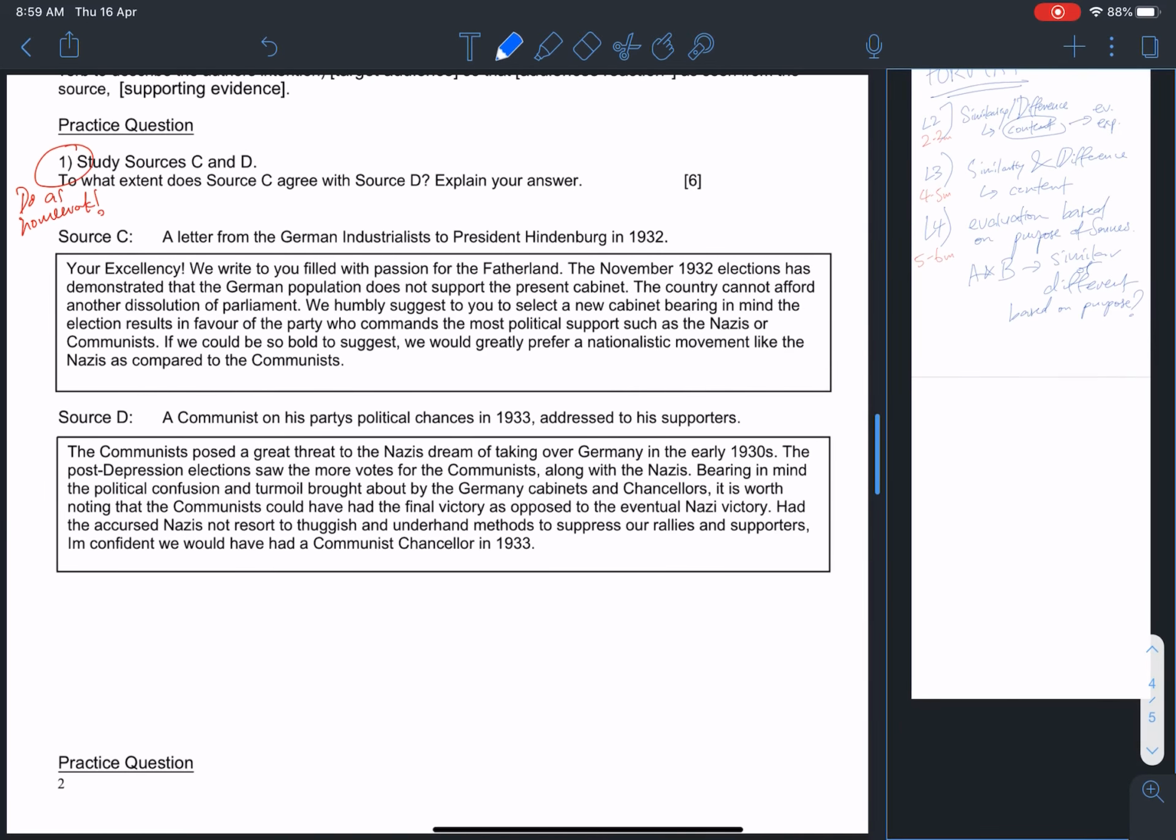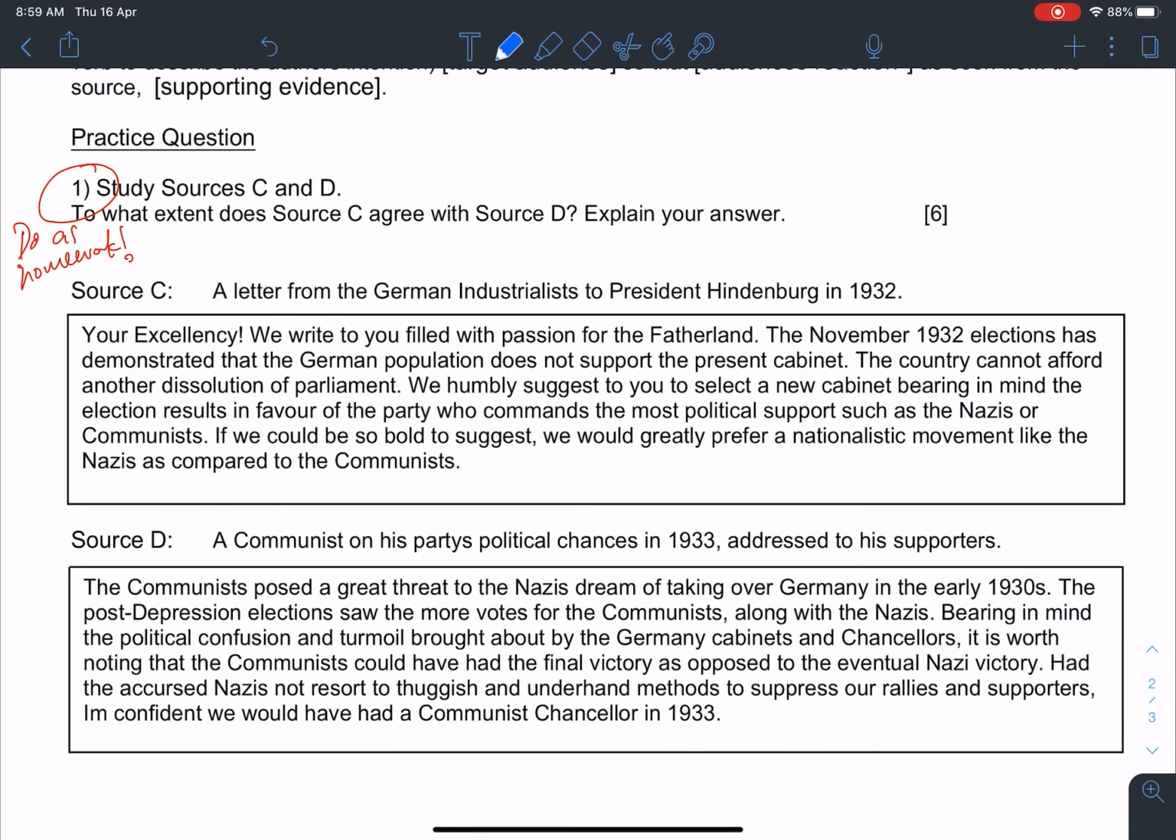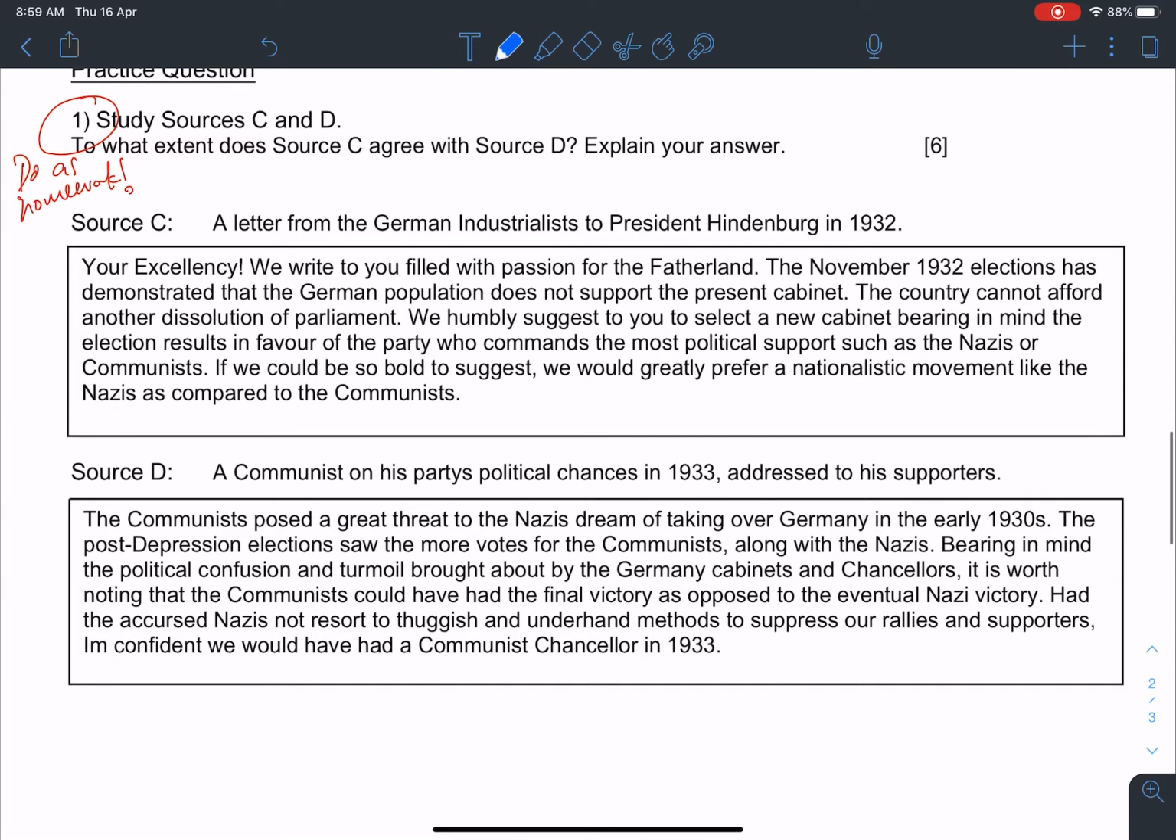I would like you to do this question as homework. I'm going to give you some help. Again, listen to how I'm going to analyze the sources. Okay. It says a letter from the German industrialists. Okay, then I know who it is from. So industrialists, I know these are the factory owners, right?